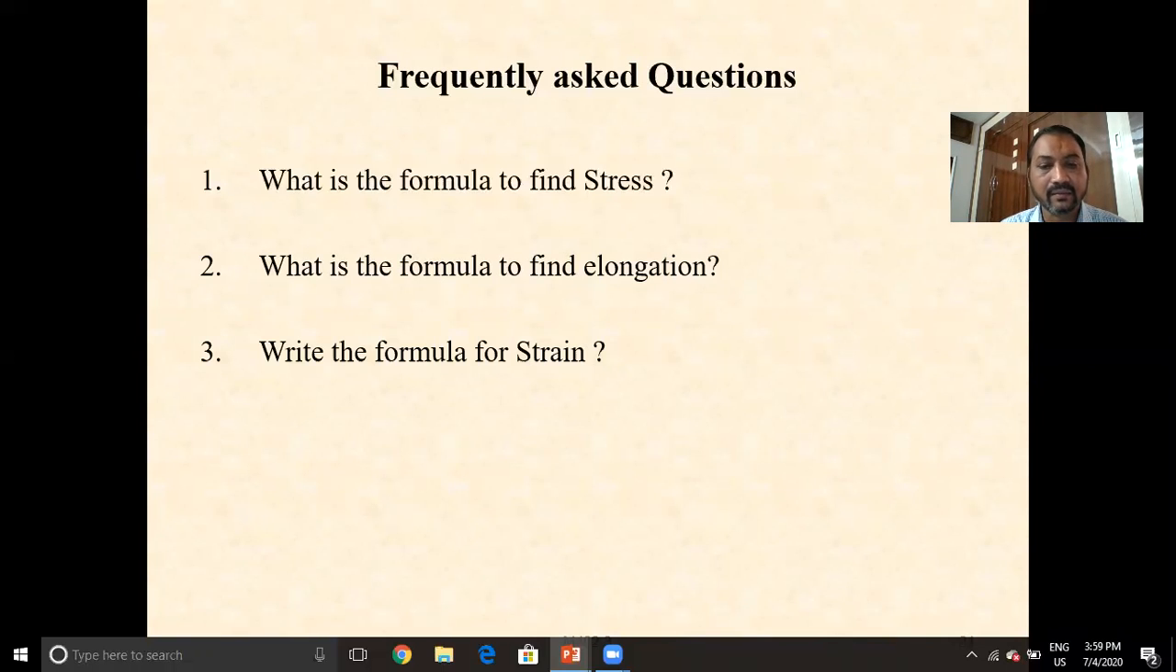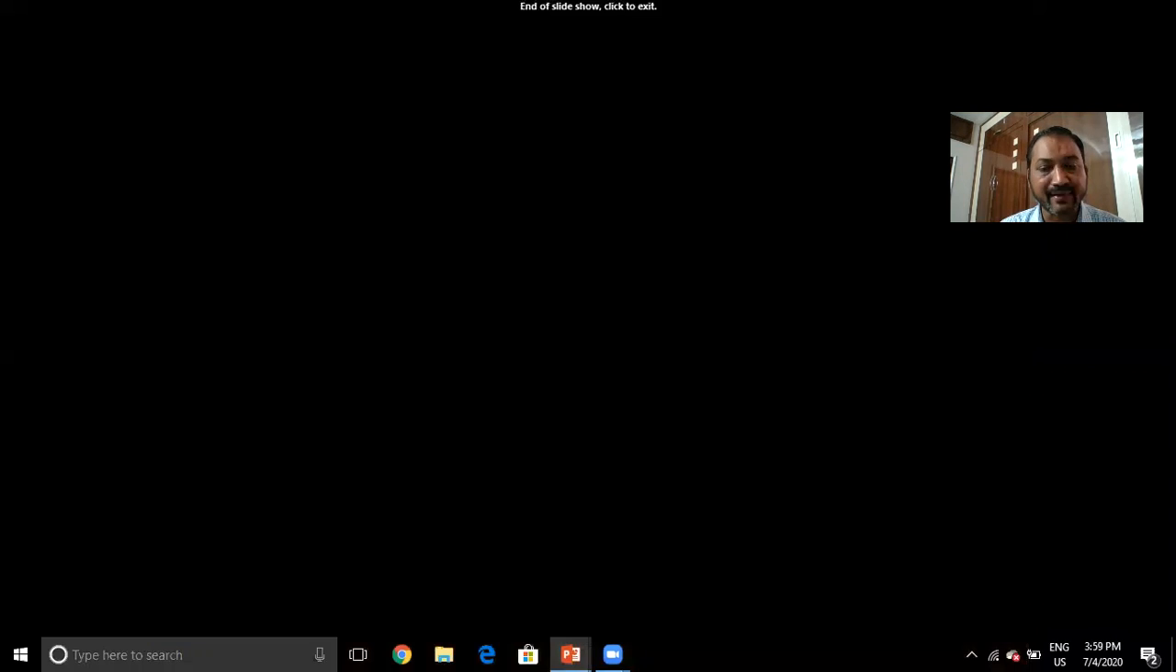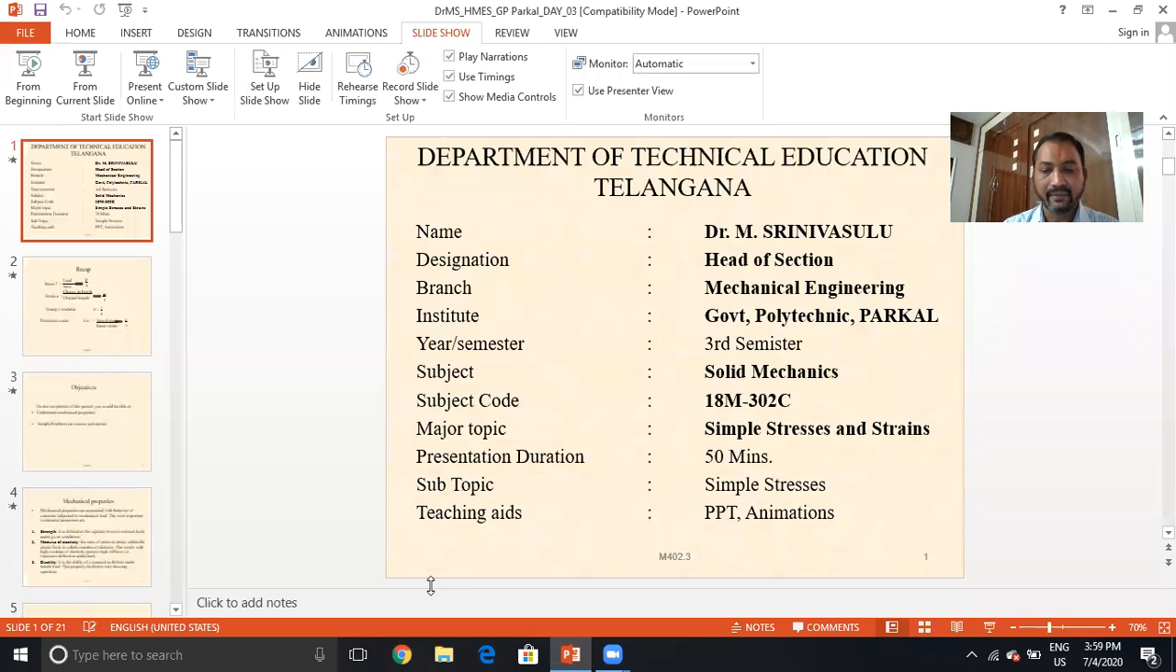Next, what is the formula for the strain? Or write the formula for the strain. The strain is equal to delta L by L, the change in length by original length. Like that, we can find out.